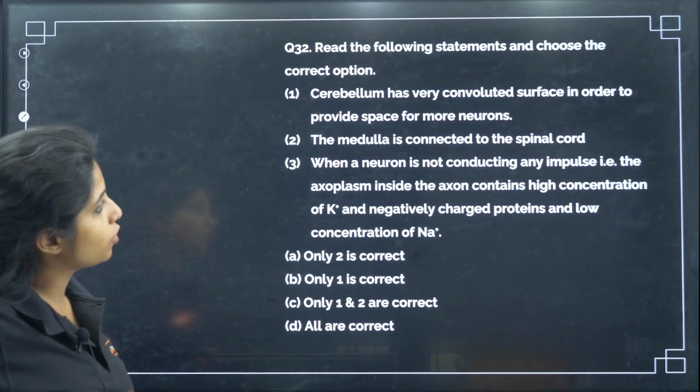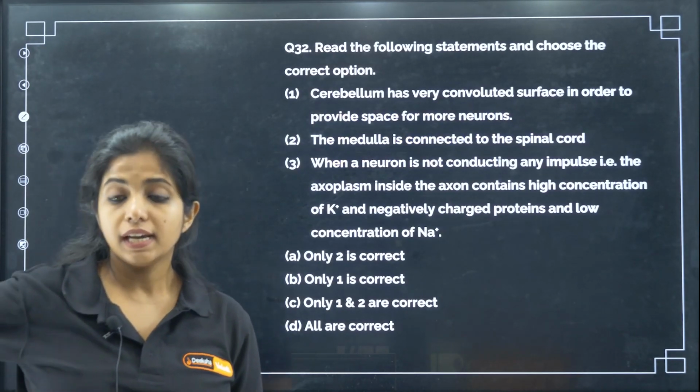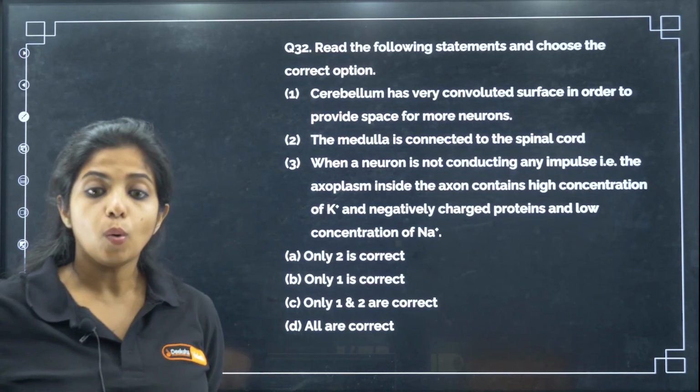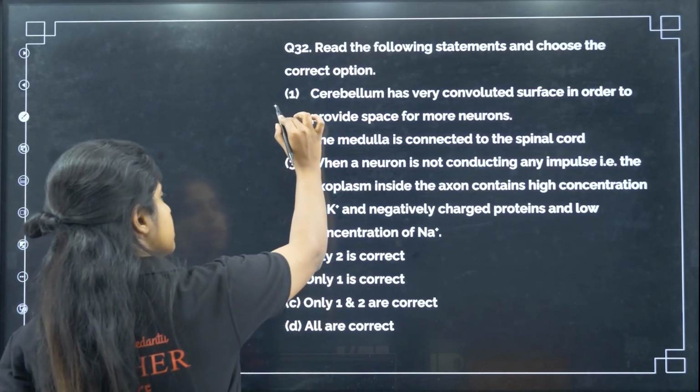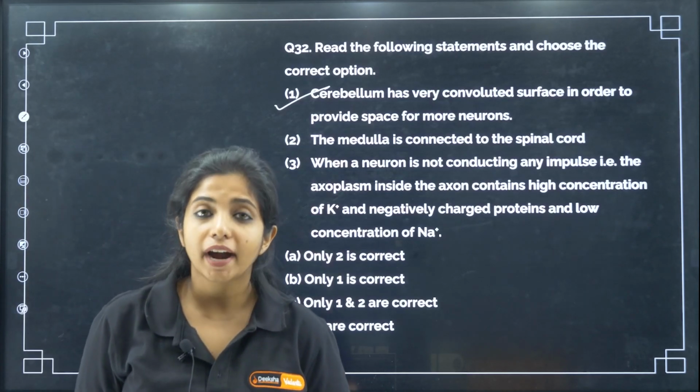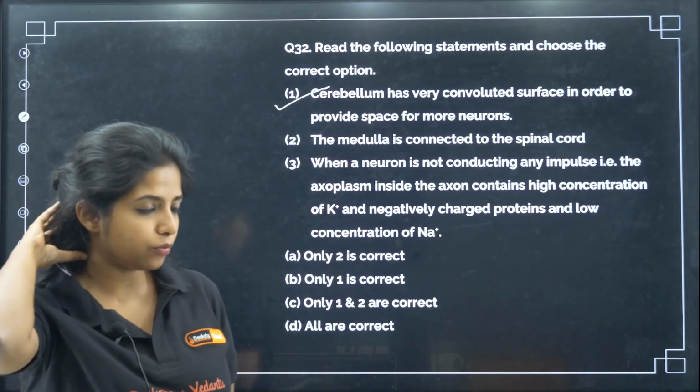Next, read the following statement and choose the correct option. Cerebellum has a very convoluted surface in order to provide space for more neurons. That is correct. Where do you find cerebellum? What is cerebellum a part of? Your hindbrain.